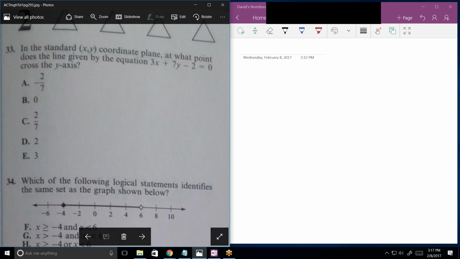So 7y minus 2 equals 0, 7y equals 2, y equals 2/7. Yeah. Always remember that when you're talking intercepts, the x-intercept comes when y is 0, and the y-intercept comes when x is 0.